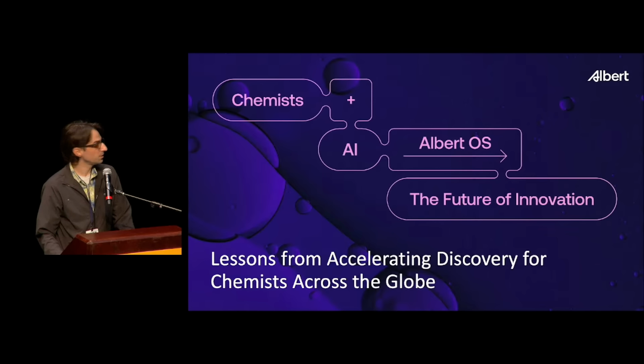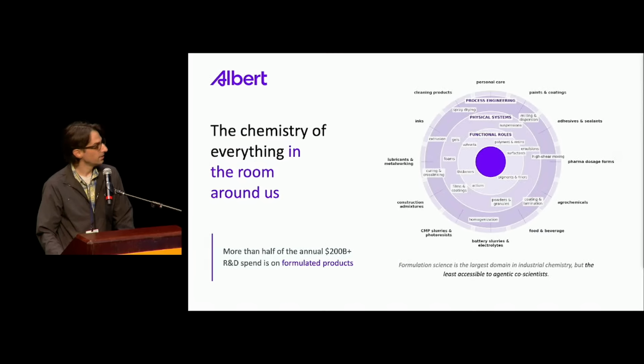Today I want to share some of the lessons that we've learned and what we think that means for developing agentic discovery tools for industrial chemistry, and some things to consider if you're building for this domain. Industrial chemistry, for us, is the chemistry that makes up the room around us. This is the paints and coatings on the walls, the glass, the adhesives on your phones, the coatings on your glasses.